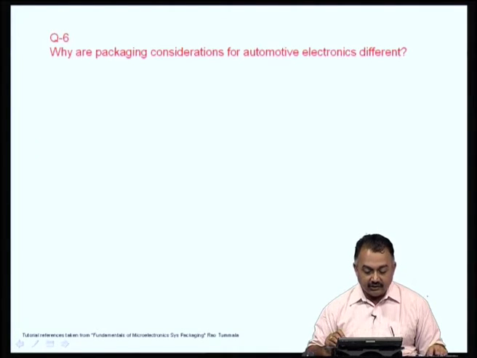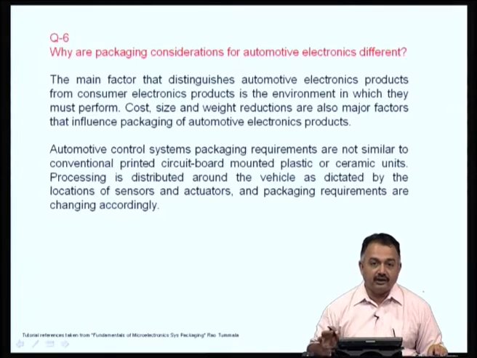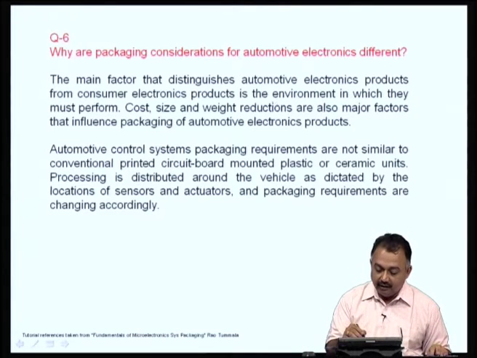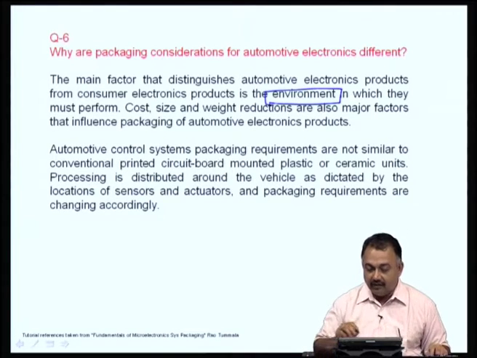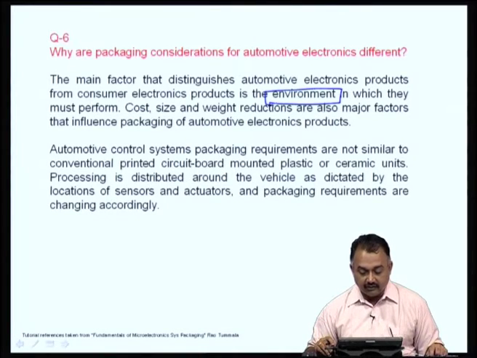Why are packaging considerations for automotive electronics different? We have seen this during the examples and the case study. This has a different set of conditions and requirements. The difference between this and consumer electronics is that the environment in which they perform makes the packaging activity for automotive electronics very difficult and different. Cost, size and weight reductions are also major factors that influence packaging of automotive electronic products.